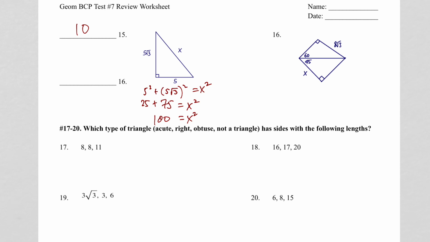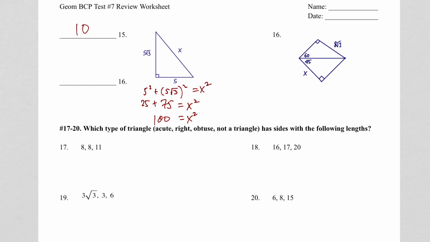Actually, this would have been a whole lot easier. If you notice that this is a right triangle and one leg times root 3 is the other leg, then you know this is a 30, 60, 90. And in a 30, 60, 90, the hypotenuse is always double the shorter side. So we could have gotten to 10 without using the Pythagorean theorem if you had noticed that.